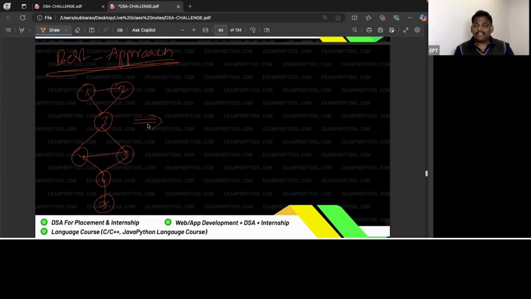In this graph, how many articulation points are there? I want to calculate. Let's do it manually first. 1 is not an articulation point, everyone. 2 also no. 3 is an articulation point. 4 not. 5 also not. 6 is an articulation point. 7 is not. I think 2 articulation points are there: 3 and 6.